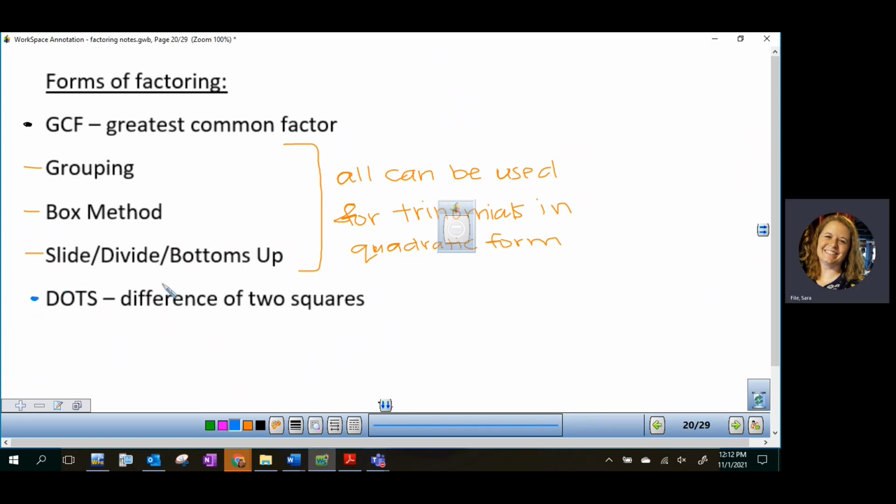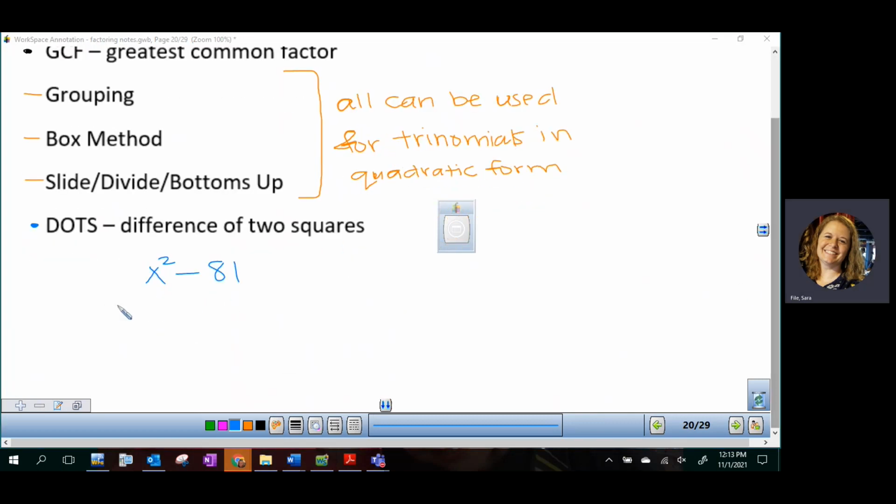What does difference mean? Subtraction, okay, and 2 means there's two terms, and then squares means perfect squares. So it could be something like x squared minus 81. That is the difference of two perfect squares. Okay, that is a special type of factoring where, since both of them are perfect squares, you just have to take the square root of each term. So the square root of x squared would just be x, right? And the square root of 81 would be 9.